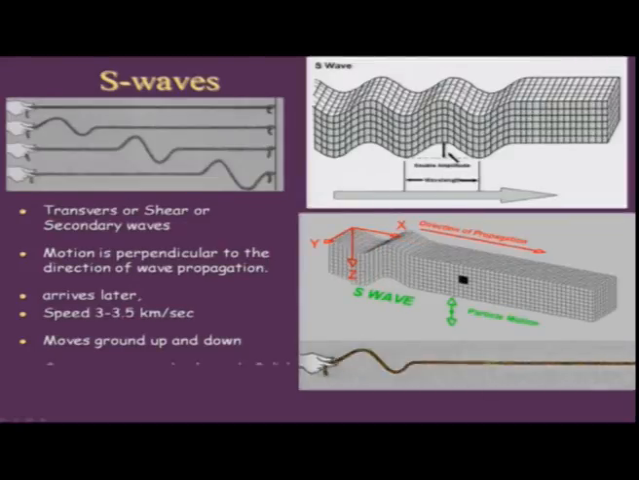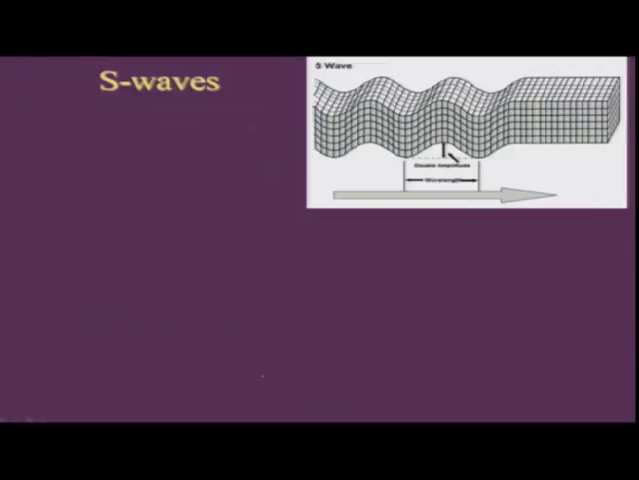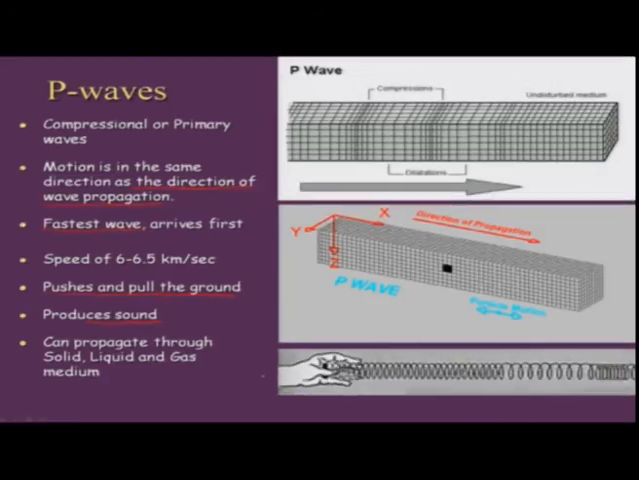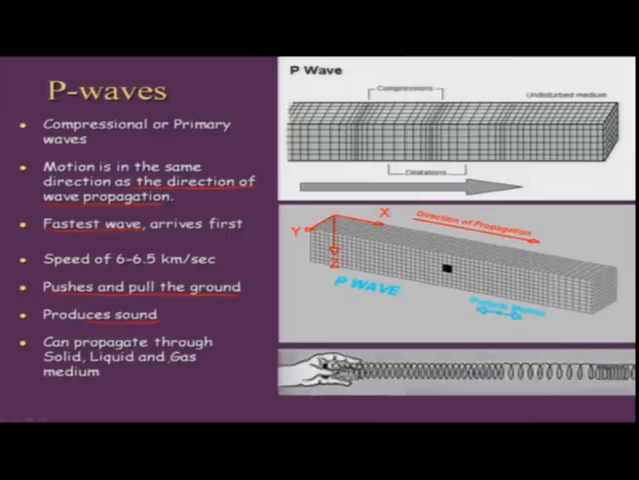Okay, so the S wave can only propagate through solid, so this you should remember. And the P wave, what we were talking about, the most important part is that it can propagate through all. Okay, so P waves will propagate through liquid, gas, and solid medium, and it has a typical characteristic of producing sound. Whereas the other waves are okay.